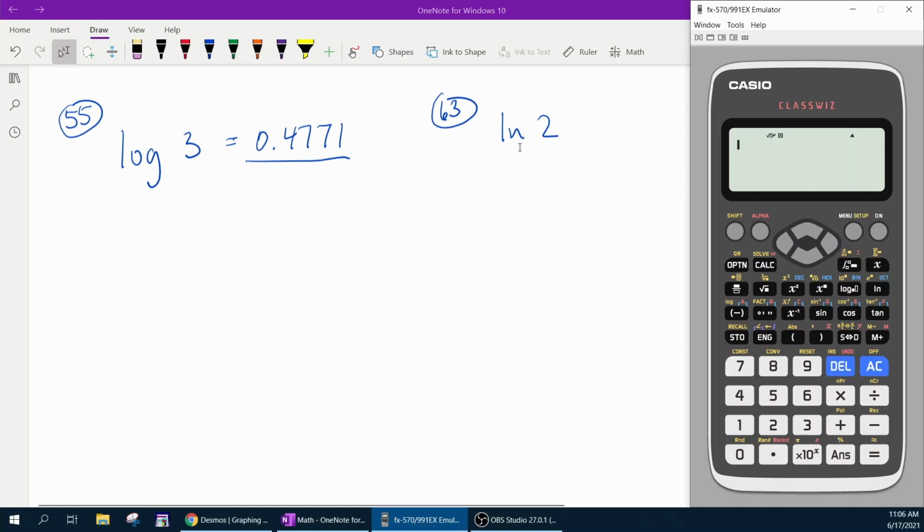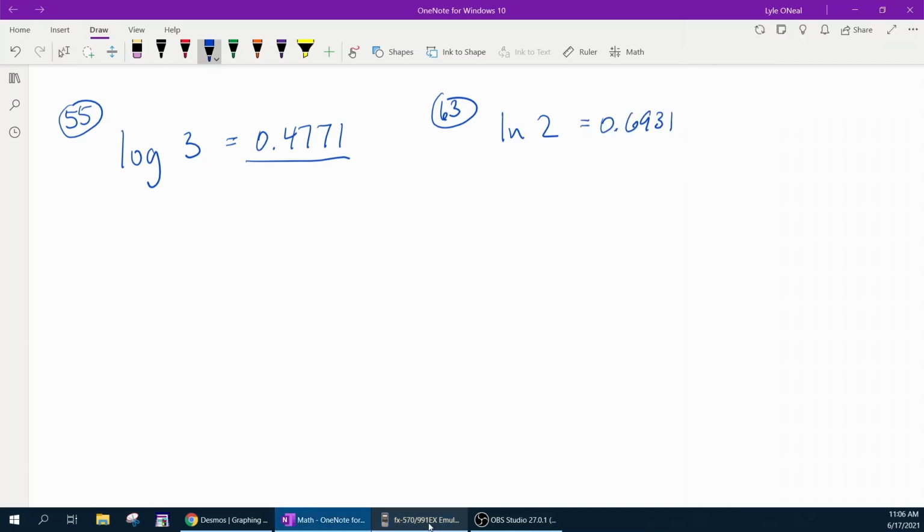Again, they want us to use the calculator to approximate this to 4 decimal places. We want to know what is the natural log of 2. So on the calculator, we're going to hit the natural log button, input our 2, and equals. So we're going to need to round that to 4 decimal places. In the 4th place is a 1. Behind that is a 4, so the 1 stays a 1. 0.6931. And that's all there is to that. That problem is done. And again, 55 and 63 are illustrating that you do need to know how to input your expressions in the calculator and round correctly.